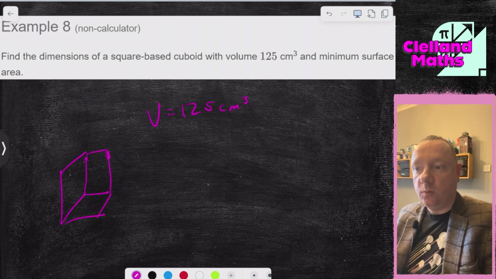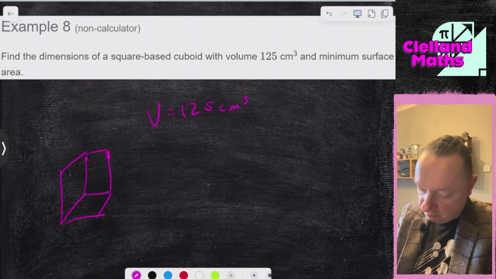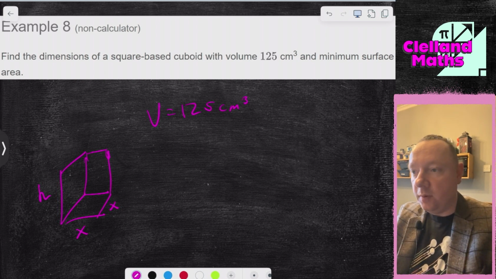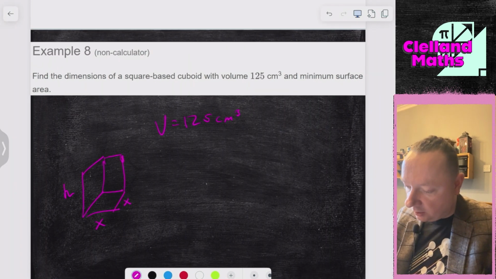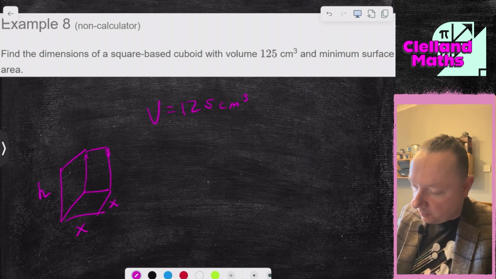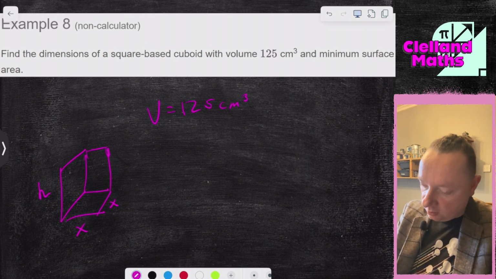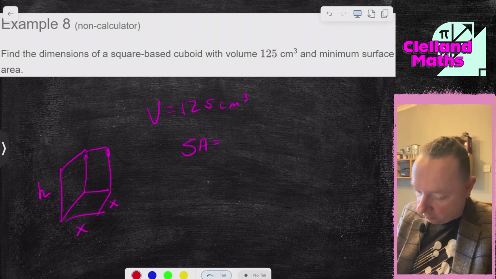Well, if it's square based, we could say that the height is up the way, and it's x by x on the bottom. So we've got some information here. We have to minimize the surface area, so we're going to have to find out what the surface area actually is. So we need to write something for the surface area. Well, it's x by x, which is x squared.